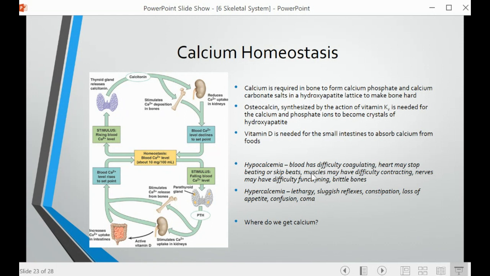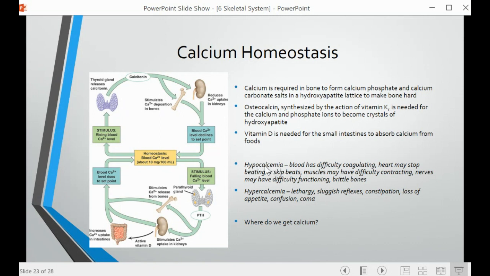So you can get vitamin D from the sun. However, in the area that we live, we don't actually have enough. You can also take supplemental vitamin D, or you can eat foods that are high in vitamin D. Okay. Now, there's different levels. We have hypocalcemia. Hypo means low. Calcemia means calcium, right? So low calcium.